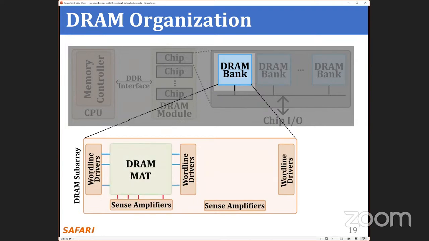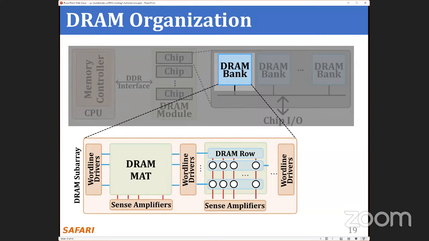And the smallest unit that composes a DRAM array is called a DRAM mat. A DRAM mat is essentially a 2D array of DRAM cells, and they are organized, or let's say indexed, by rows and columns. When we want to access DRAM, we always access the DRAM cells at a row granularity.